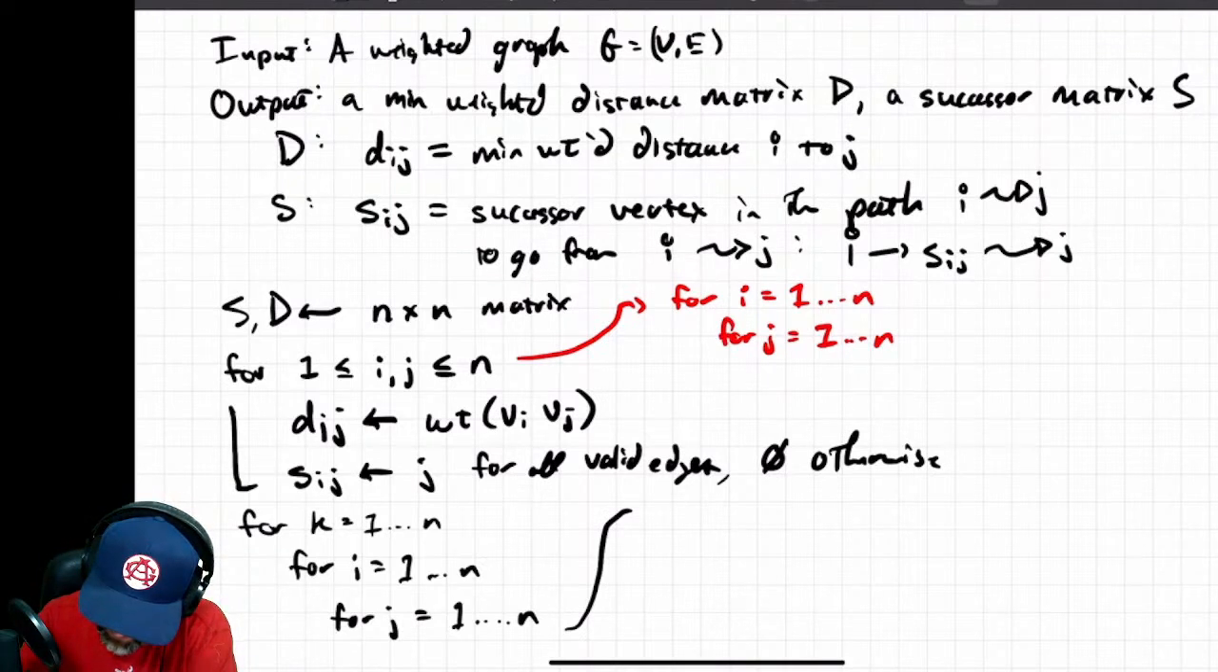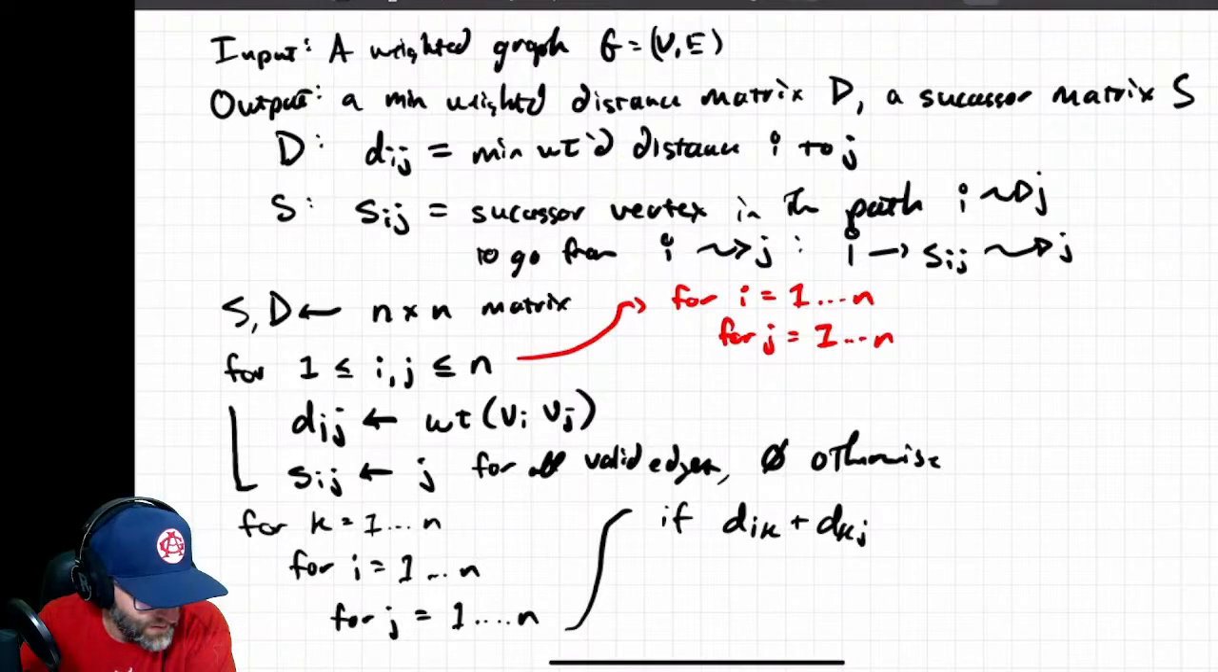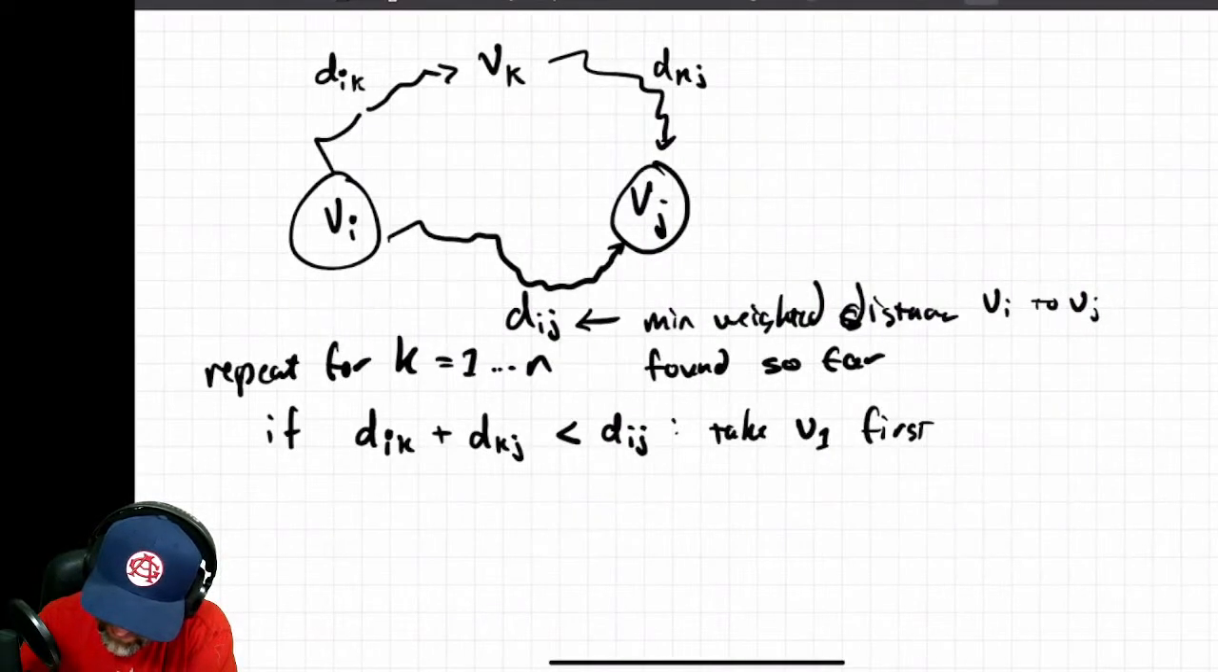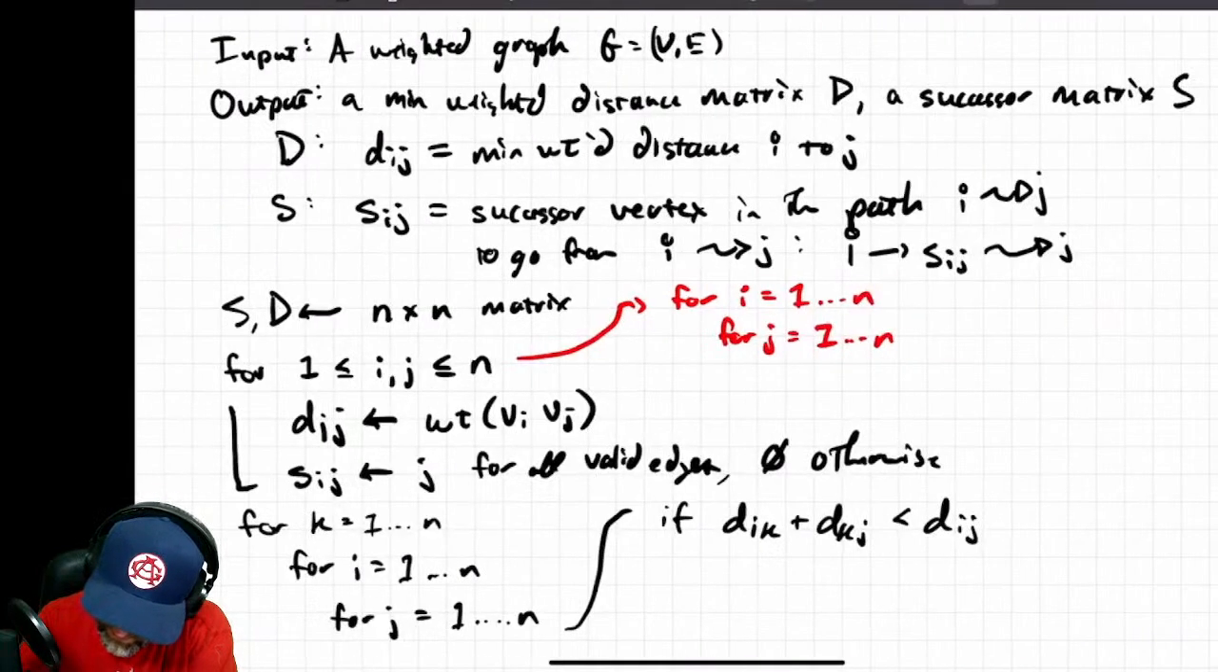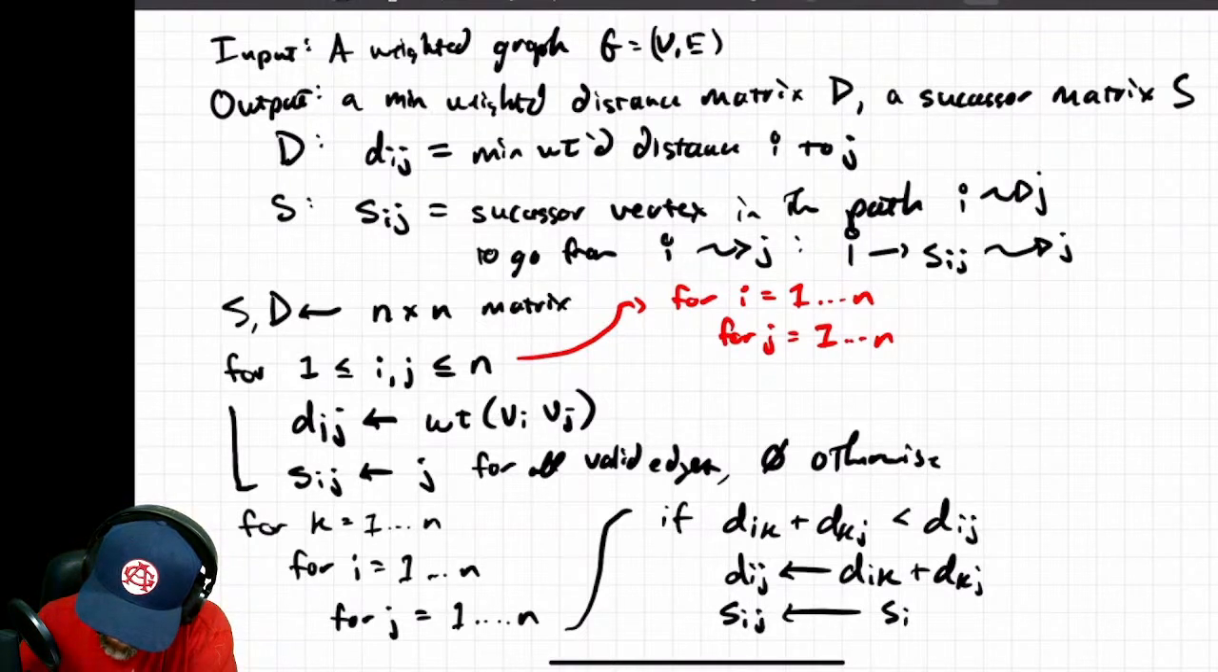All right, I've run out of room here, so I will go up here. Let's be more formal here. If d sub i going to k plus d sub k going to j is less than d sub ij, again, that's the idea right here, then I need to take not v1, but vk first. So I will update d sub ij to be that new lesser distance, and I will update my successor. Well, how do you get there? You get there through s sub ik.